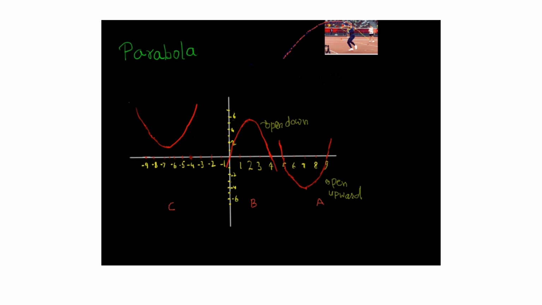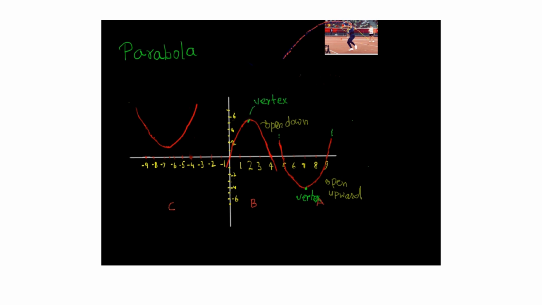So if you see here, this is the minimum point of the parabola. Now there is no maximum point. The curve is going like this here and it is going like this, continues to go. So there is no maximum point, but there is a minimum point. This is called the vertex of this parabola. Now in the open down parabola, that is parabola B, this is a maximum point.